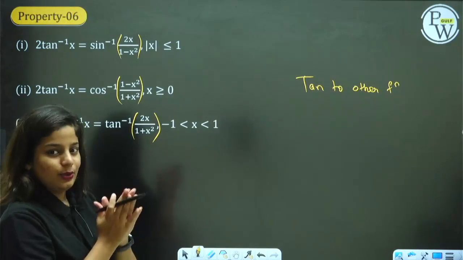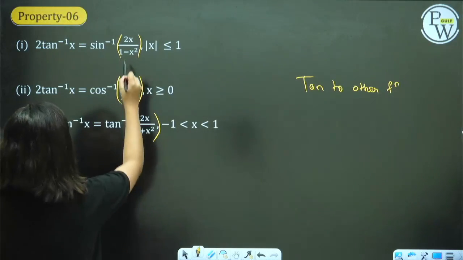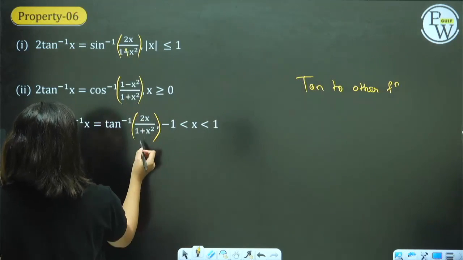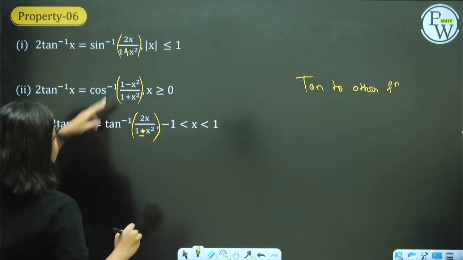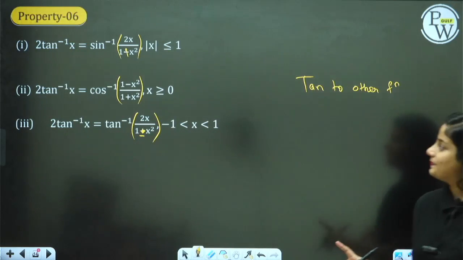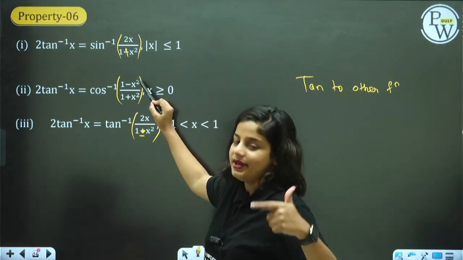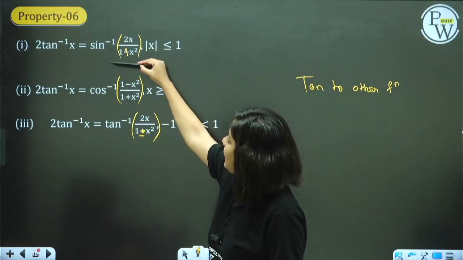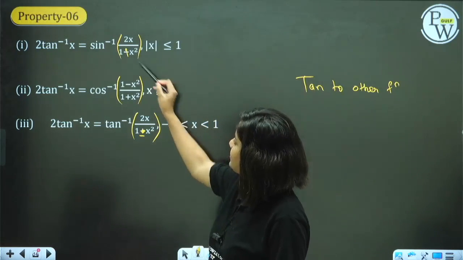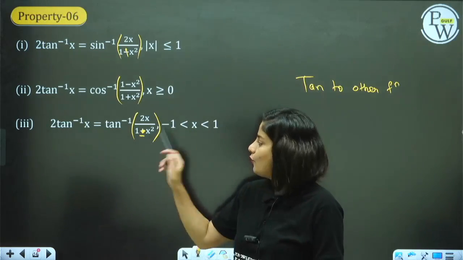So let's quickly find the right one. I have corrected the typings. Sine inverse of 2x upon 1 plus x square, cos inverse of 1 minus x square upon 1 plus x square. When you divide sine and cos, you should get tan. So when you divide sine and cos, denominators cancel and the remaining thing is 2x upon 1 minus x square.